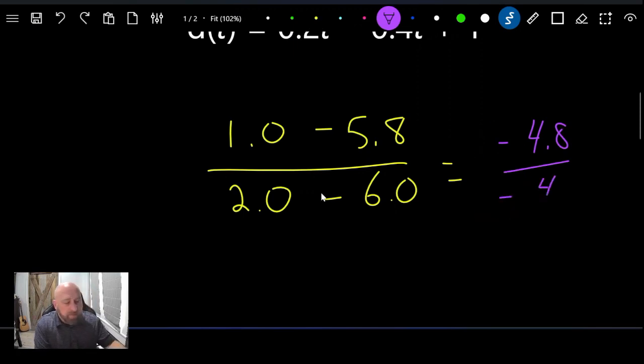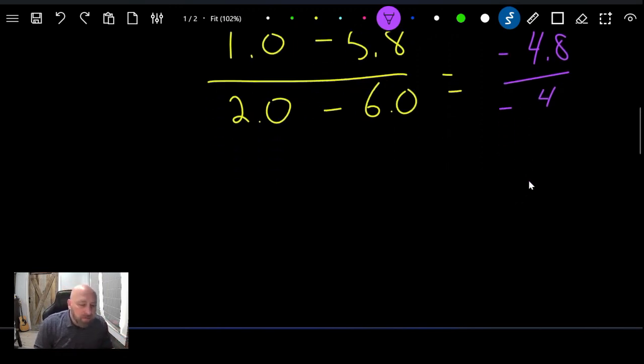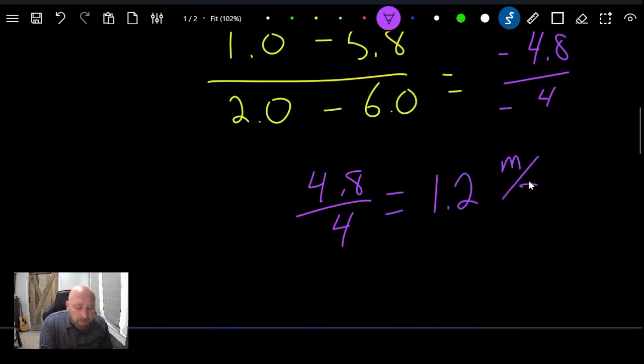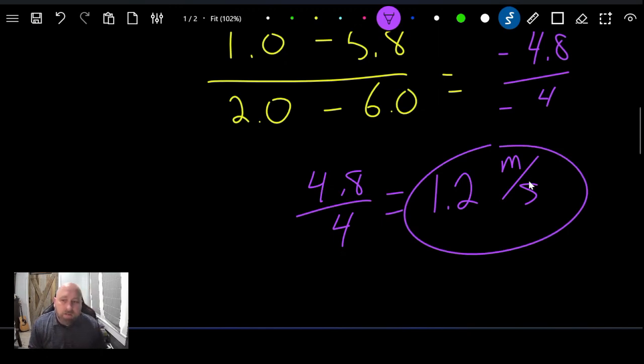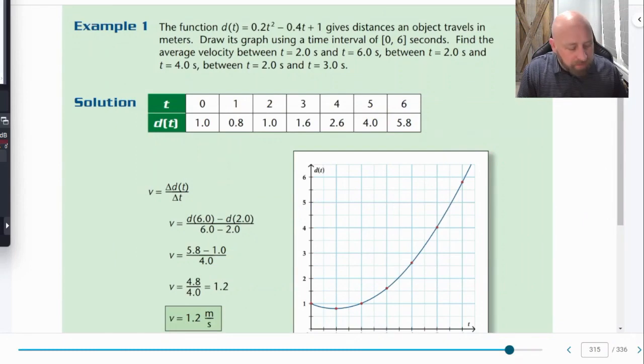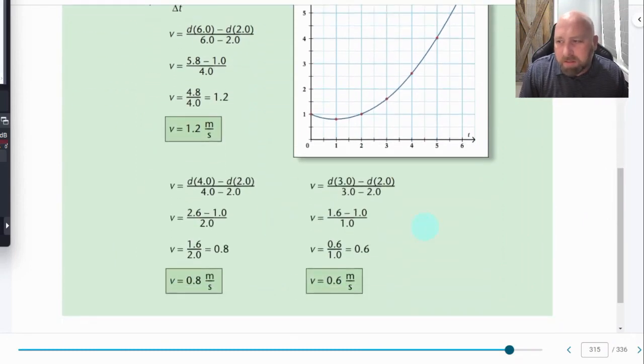Notice we have a negative. That's why I said either way you put it, it will work, because the other way would have kept your fraction positive, but this way we have negative over negative, which means positive, so we have 4.8 over 4. Now we just divide that out, and you get 1.2 meters per second. So that's how you do the average velocity. That should look fairly similar to things you've done in the past. Let's go back over here and look at the page again, and go through some of these other ones.